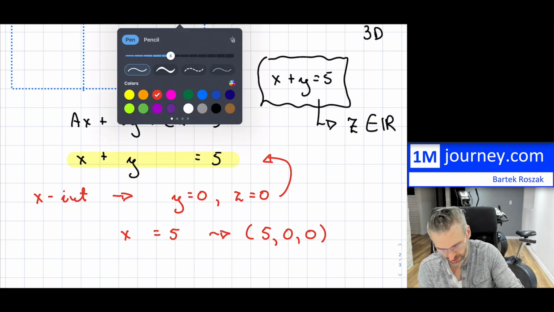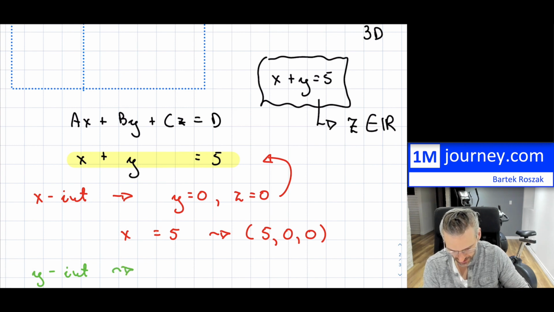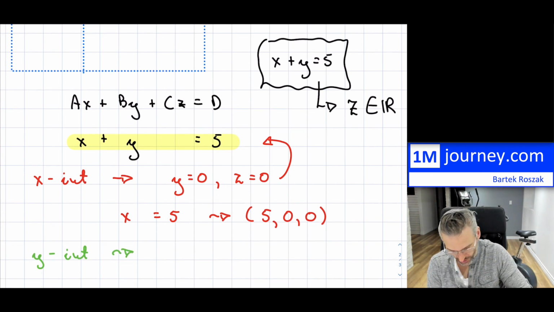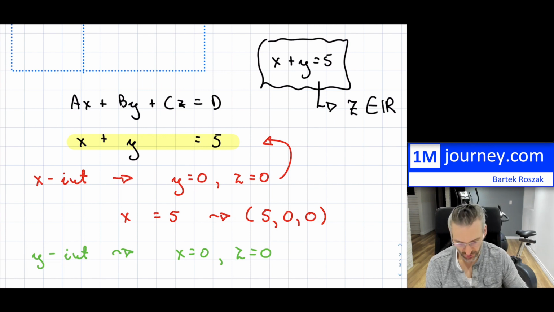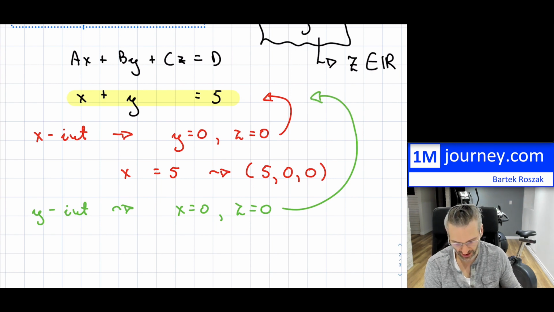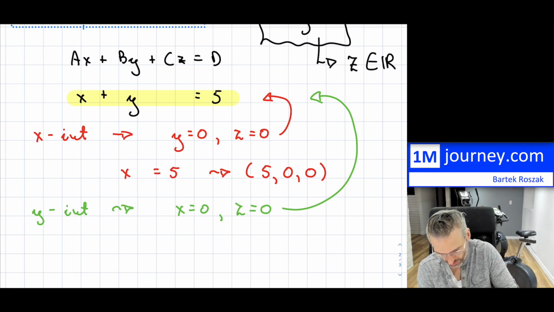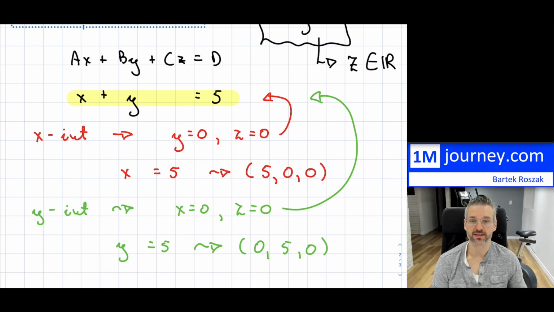Now, if you wanted to find the y-intercept, like for lines, you set x equal to 0, but you also have to set z equal to 0, because now you're in 3 dimensions. If you plug this back into the standard equation, x equal to 0 just leaves us with y equal to 5. So my y-intercept is (0, 5, 0). Those are the 2 points that I have.